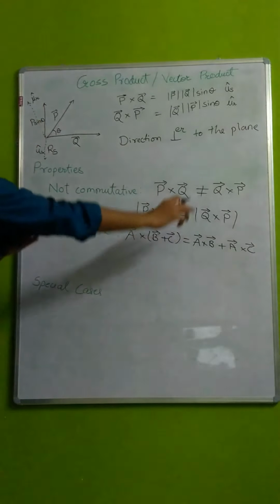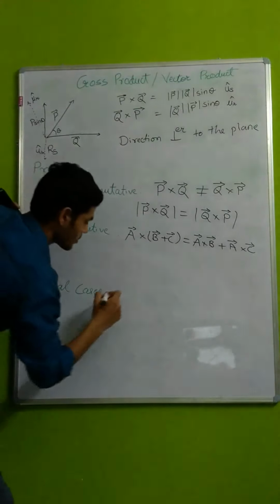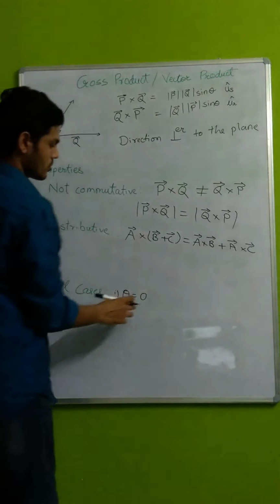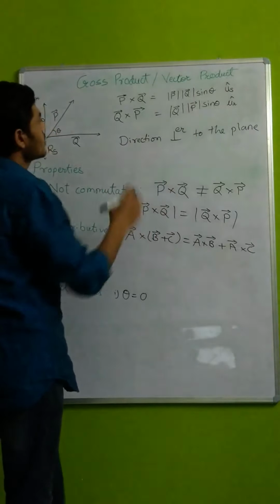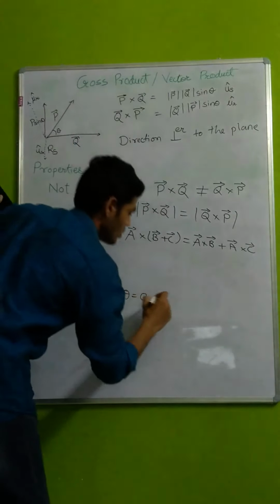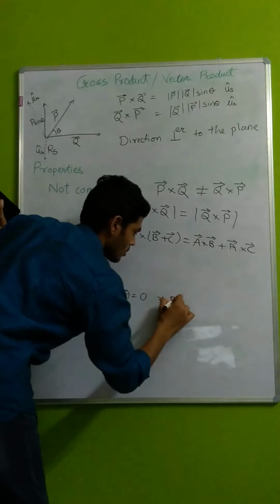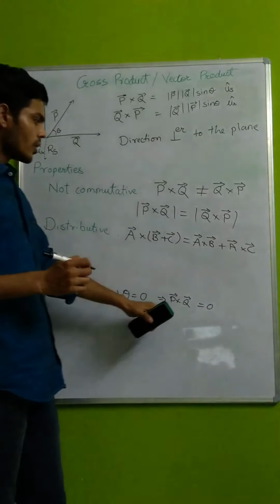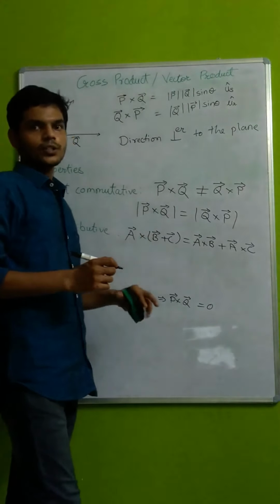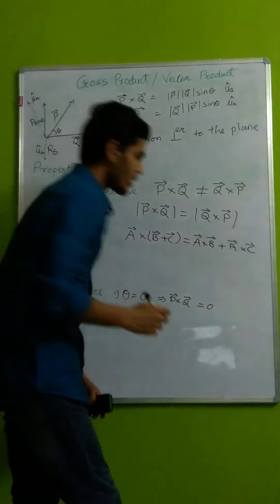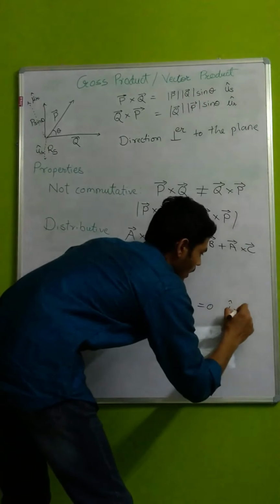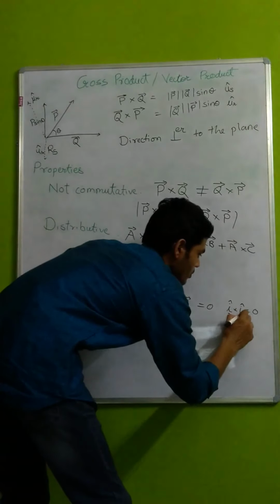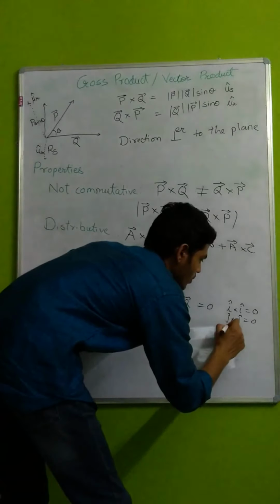Now special cases. What if this theta angle is 0 degree? So first case, theta equal to 0. Now sin theta is 0, we know that. That's why P cross Q will be 0. P cross Q equal to 0. That means if the two vectors are in same direction, then their cross product is 0. So we can write I cross I equal to 0, J cross J is also equal to 0, and K cross K equal to 0.